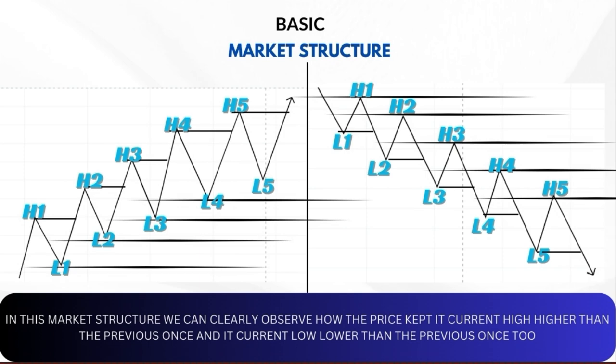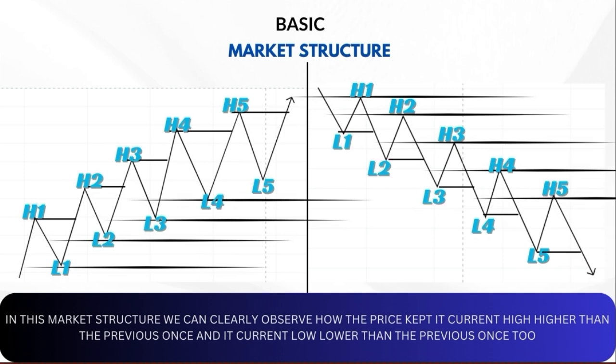They maintain this sequence of movement, right? You can see low 1 is lower than low 2, and low 2 is lower than low 3, low 3 is lower than low 4, and low 4 is lower than low 5. So if you come to highs, H1 is high 1, H2 is high 2, high 3, high 4, and high 5. So you can equally observe how this high maintains its current high higher than the previous one.